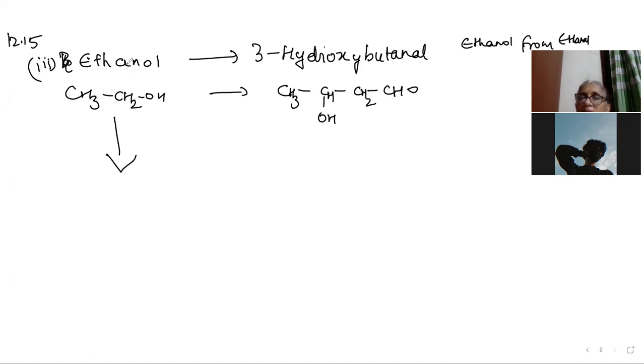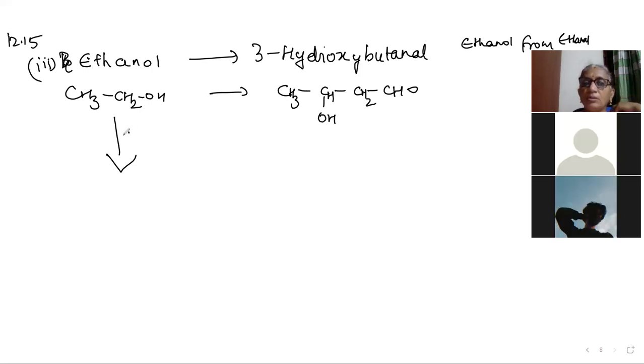So first oxidize ethanol to ethanal. How will you oxidize ethanol to ethanal? Anyone? What reagent will you use to oxidize ethanol to ethanal? I want an answer. Quick. CrO3, ma'am. Good. CrO3. So this part alone will become aldehyde. Right? So how will you convert ethanal to 3-hydroxybutanal?